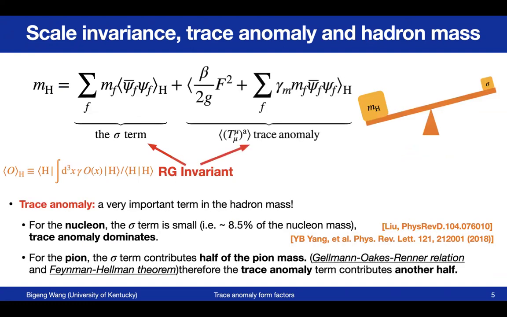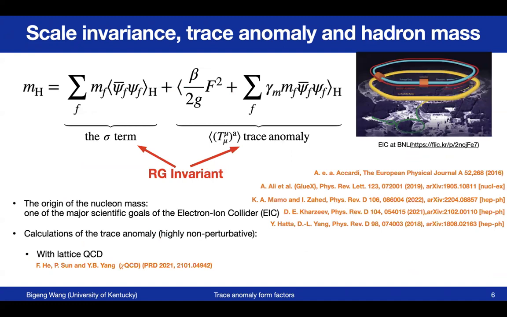So as a result, the trace anomaly is very important. And if we look at the origin of the nucleon mass, that's a major scientific goal of the EIC at Brookhaven. There are a lot of theoretical and experimental efforts trying to understand this subject. And also, because the trace anomaly term by itself is highly non-perturbative, it had better be evaluated with lattice QCD, and this is work by some of the authors of the current work as well.